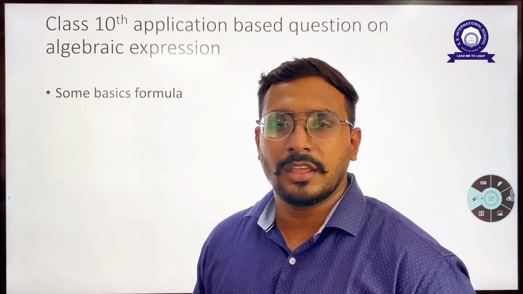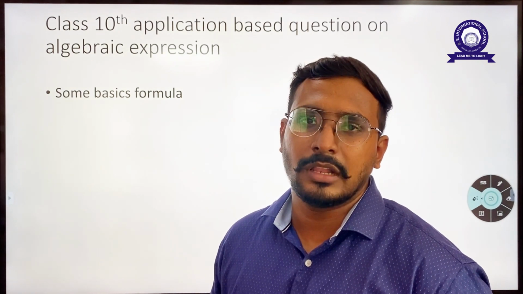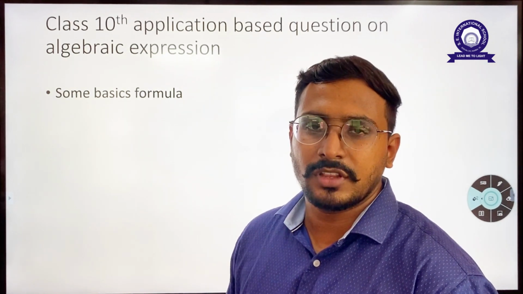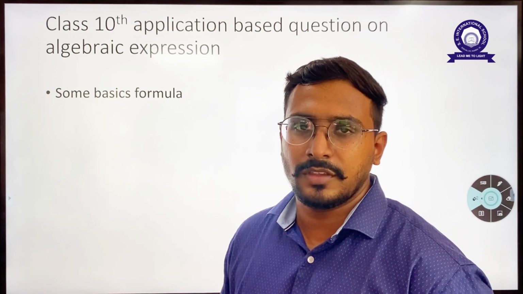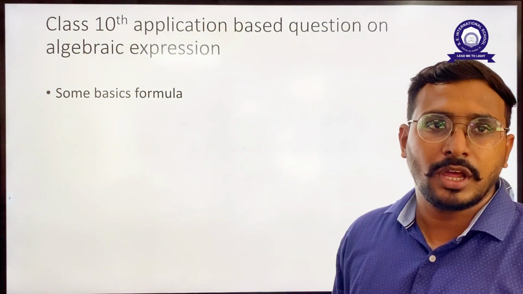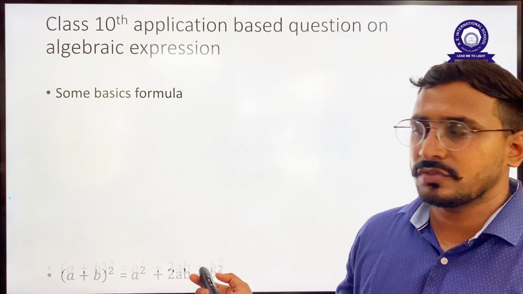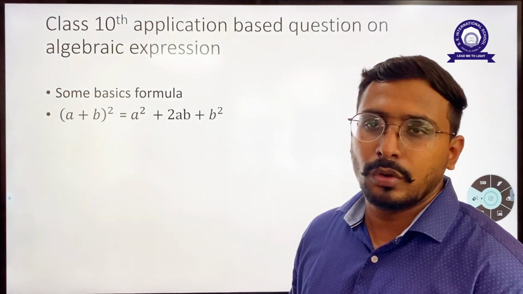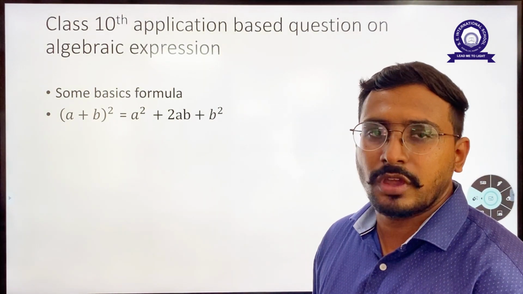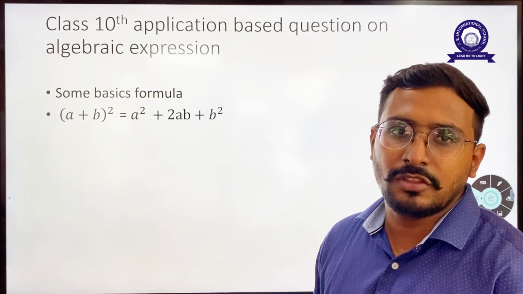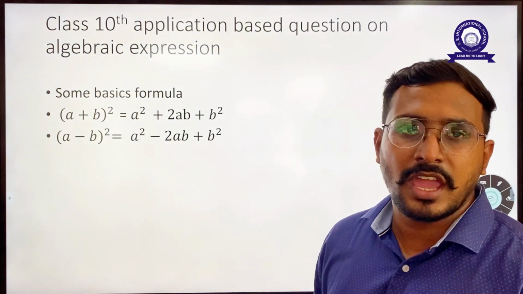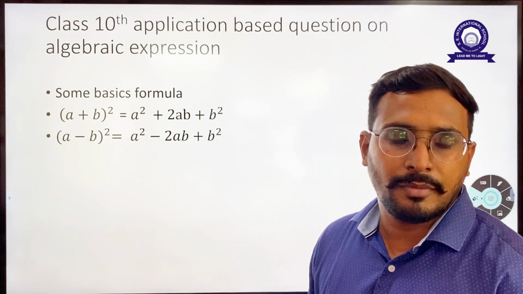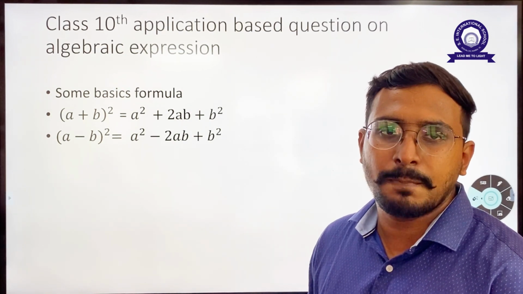So I'll be taking some basic concepts about algebraic expressions. We can start with some basic concepts. You can see there are some basic formulas. The first one is (a plus b) the whole square, which gives you a square plus 2ab plus b square. The second one is (a minus b) the whole square, which gives you a square minus 2ab plus b square.